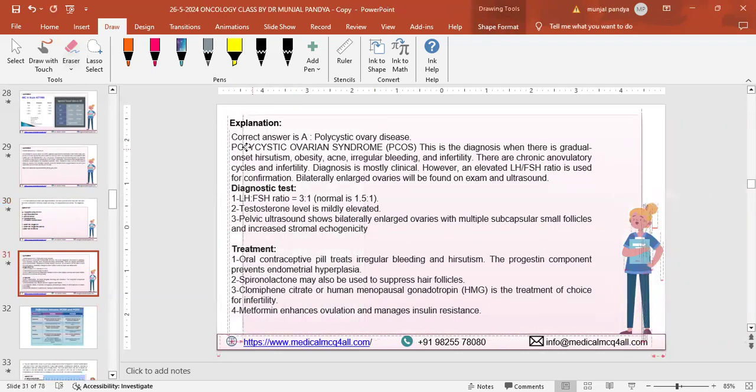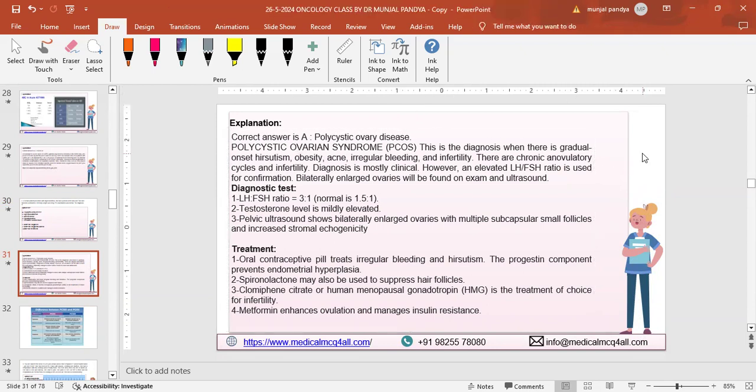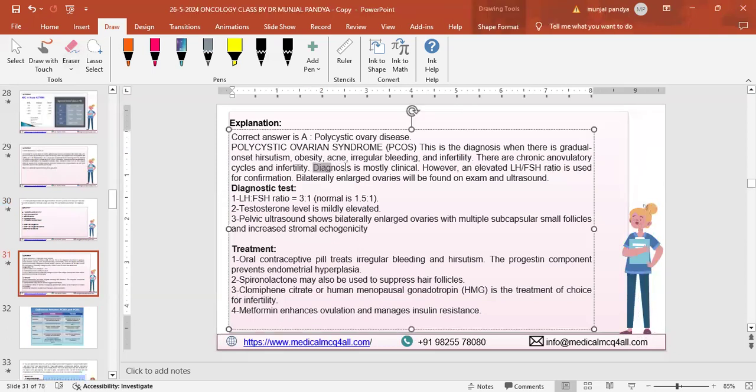The correct answer is polycystic ovarian disease. It is the diagnosis when there is a gradual onset of hirsutism, obesity, acne, irregular bleeding, and eventually infertility. There are chronic anovulatory cycles and infertility. Chronic, not acute. Periods are there, but there is no ovulation. That is called anovulatory, meaning absence of ovulation, where the ovum is not released from the ovary, and eventually there is infertility.